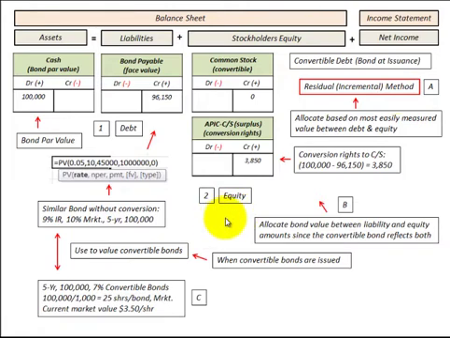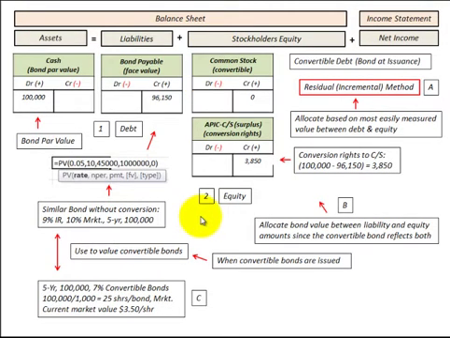But before we get into that, we're going to just go through how we would allocate the bond value between the liability portion and the equity portion on our balance sheet, since these convertible bonds represent both a liability and equity to the company.